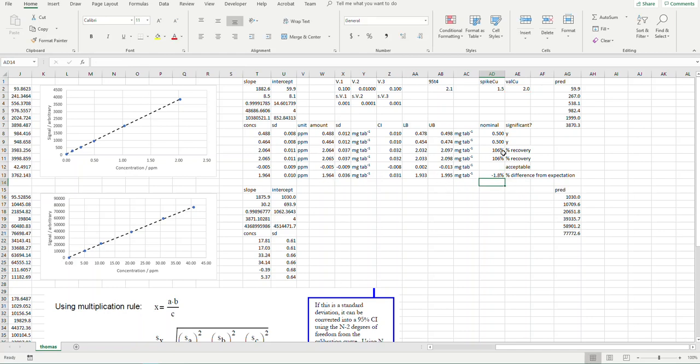Those are the mistakes that I found. It was in the percent recovery and the percent difference from expectation.